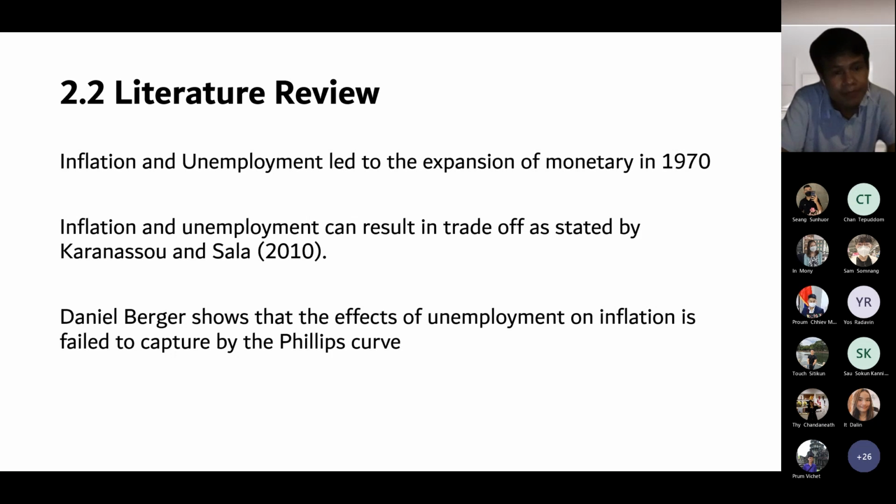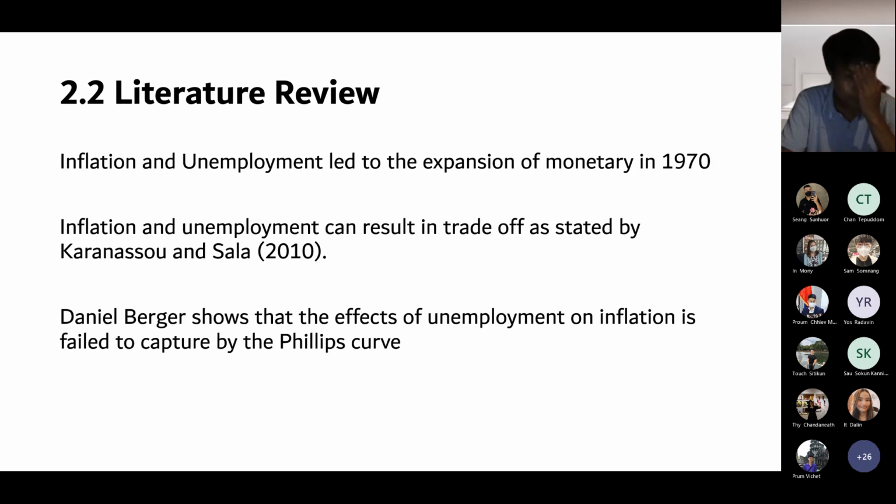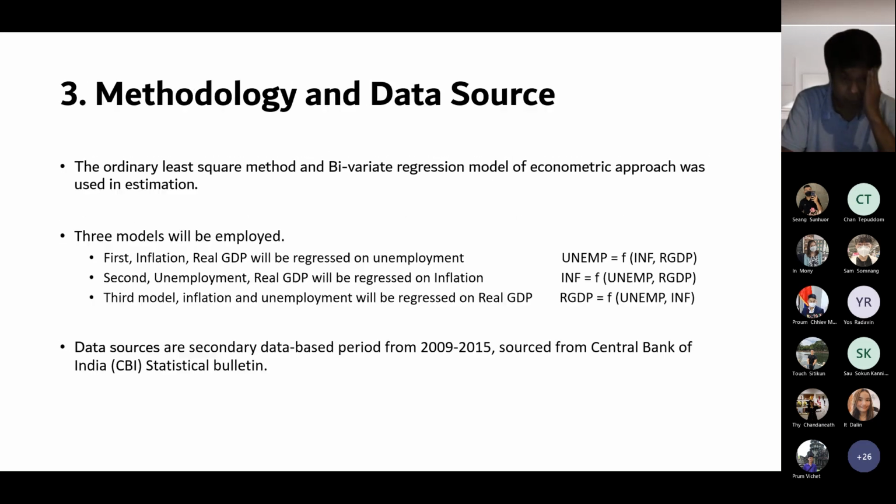For instance, in the case of the 1970s, the expansion of monetary policy led to increased inflation and reduced employment. Daniel Berger has shown that the conventional Phillips curve model failed to capture the effect of employment on inflation, and that an increase in cyclical unemployment could generate a fall in output, which leads to a decrease in inflation. That's all for my point.